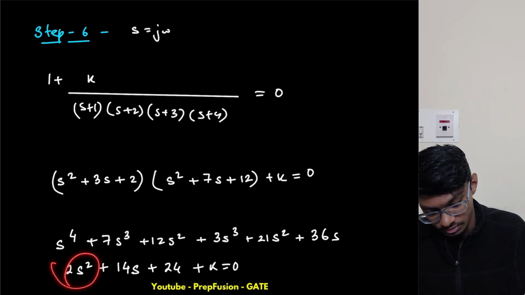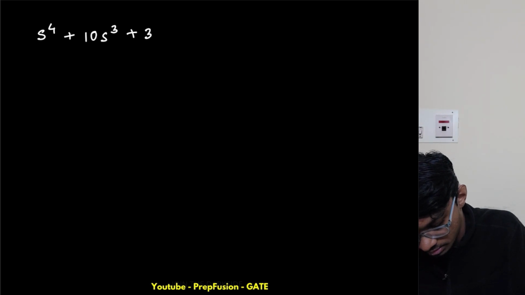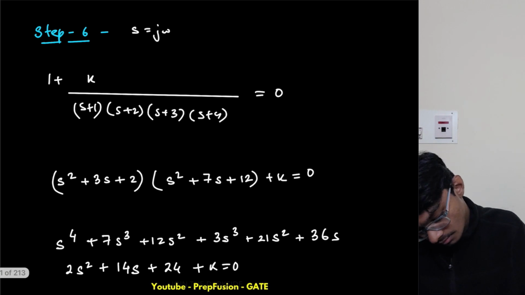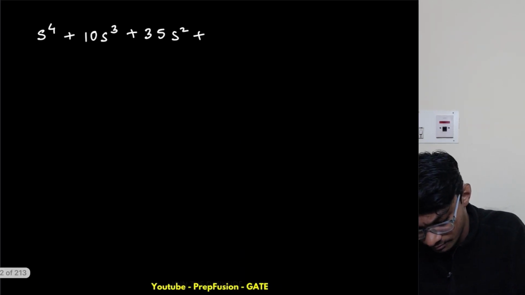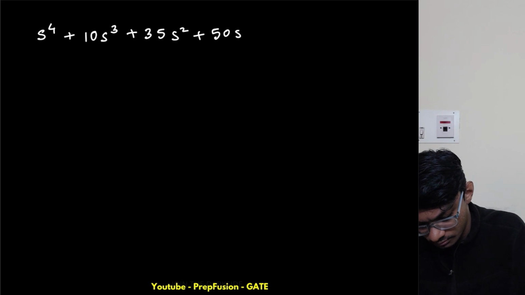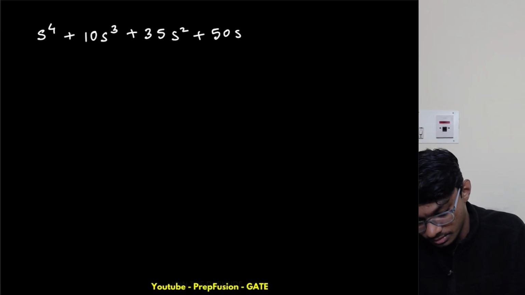Okay, I have 2 square here also. So 12, 33, 35 plus 35s square. Then what do you have? I have 36s and 14s, which is basically 50s, and I have 24 plus k, right? 24 plus k.